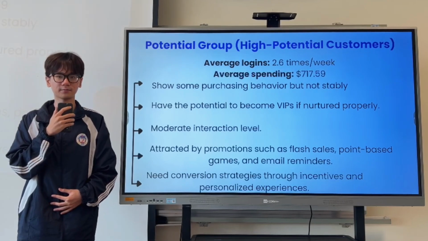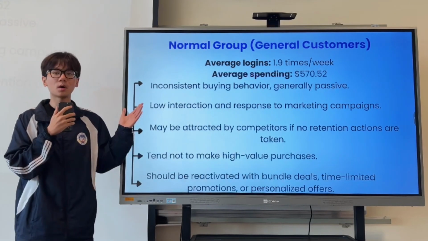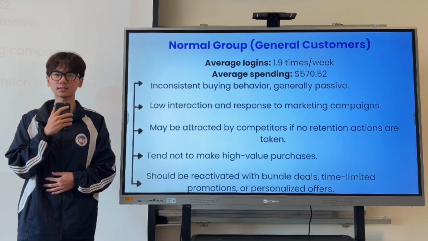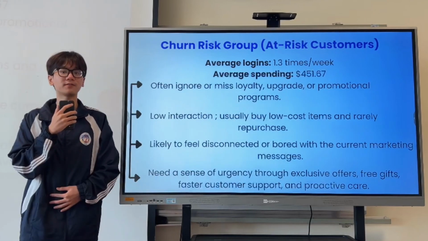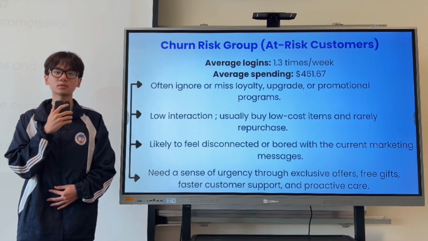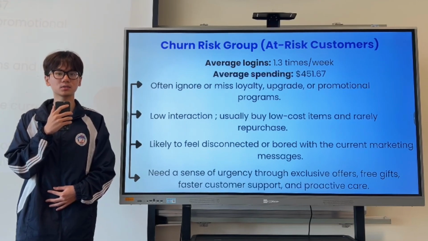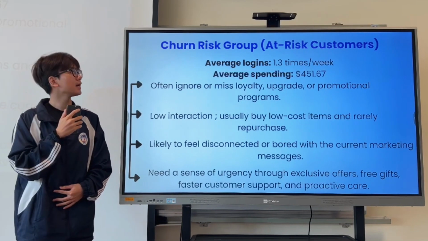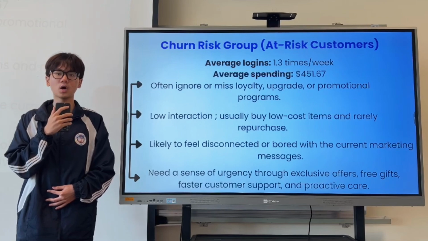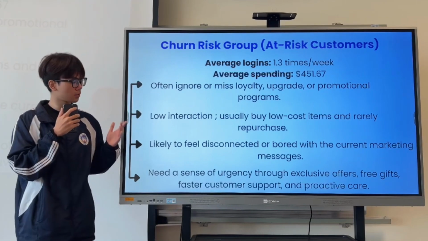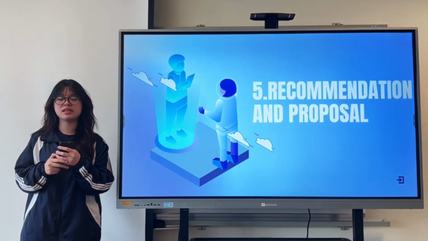Next, the potential group includes customers with promising behavior. They are moderately active and could become VIPs with the right personalized incentives. Moving on, the normal group. Consider them passive, inconsistent buyers who respond better to short-term promotions or bundle deals. And finally, the churn risk group shows the lowest engagement and spending, requiring urgent reactivation through exclusive offers and proactive support. In short, each group offers different opportunities, and by addressing their specific needs, we can drive both loyalty and long-term growth.